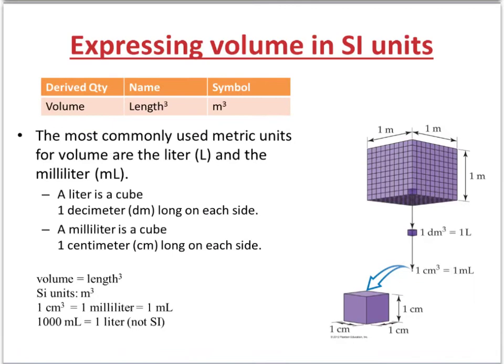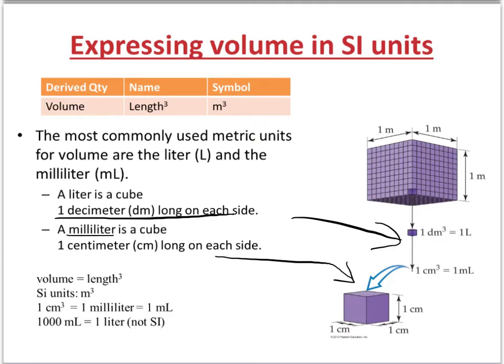So that leads us into expressing volume in these SI units. For volume, which is the derived quantity, we have a symbol of meters cubed. Most commonly we refer to volume as liters or milliliters. We can think about a liter being a cube that's 1 decimeter long on each side, as shown here. We can also have a milliliter, which is a cube that is 1 centimeter long on each side, as shown here.